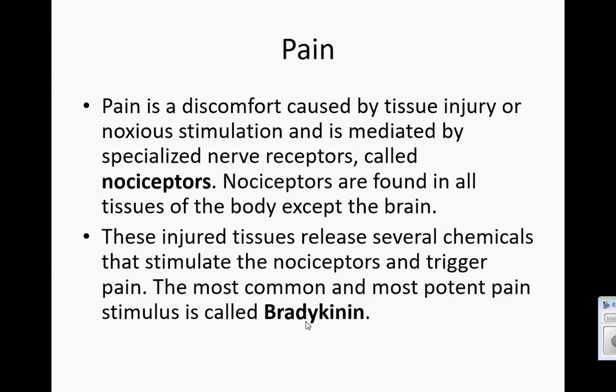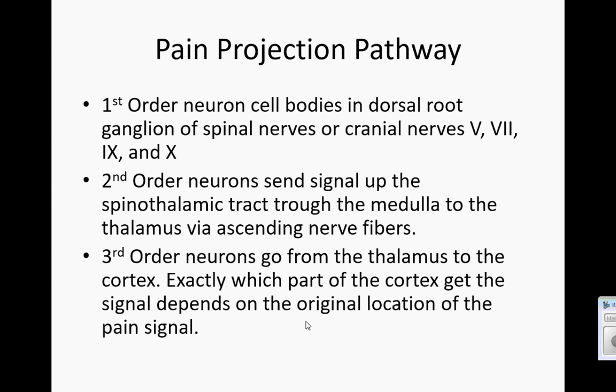What happens when our tissues get injured is that they release chemicals. These chemicals bind to the receptors on the nociceptors and trigger the actual pain sensation. The most common and most potent pain stimulus is called bradykinin. They're going to activate what we call the first order neurons. The first order neurons are going to be the first in line, transmitting the signal either into the back of the spinal cord or into our brainstem by way of cranial nerves 5, 7, 9, and 10.